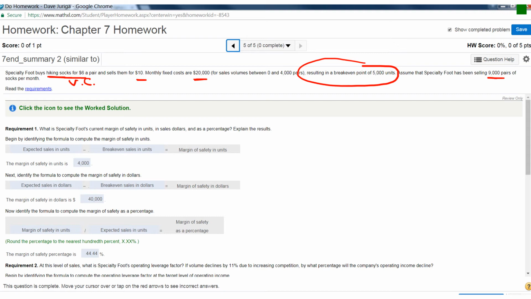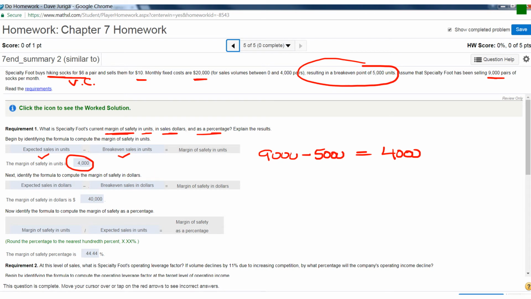So for the requirement number 1, they want what they call the margin of safety. They want this in units, in dollars, and as a percentage. So the first part says begin by identifying the formula to compute the margin of safety in units. You basically just take your expected or actual sales and subtract out your break-even sales. That's how you do it. So in this case, if they're selling 9,000, you subtract out the 5,000, which is your break-even. That's going to give you 4,000 as your margin of safety. That's how they would get that.